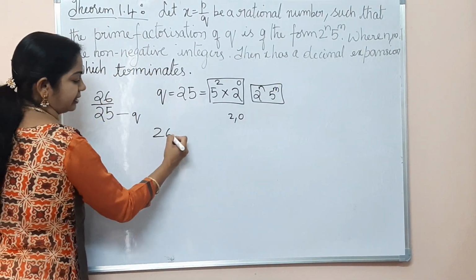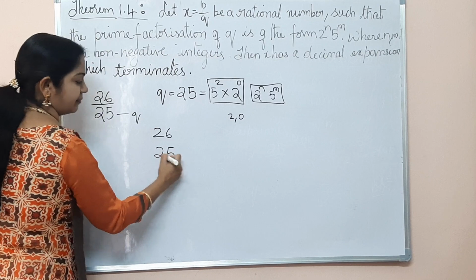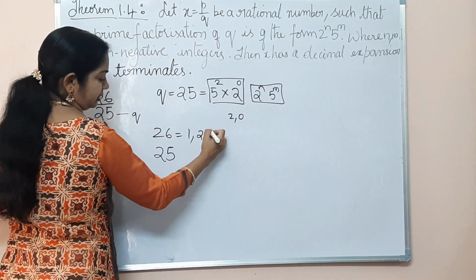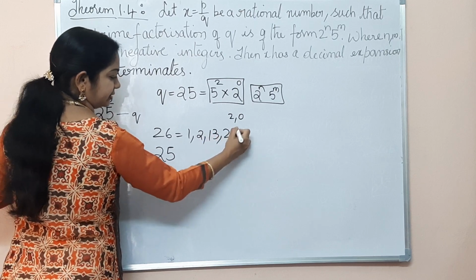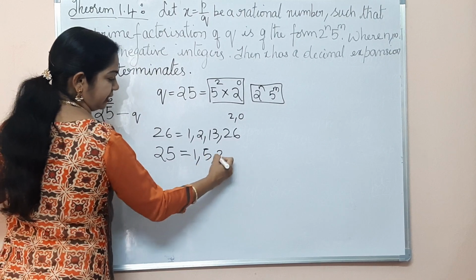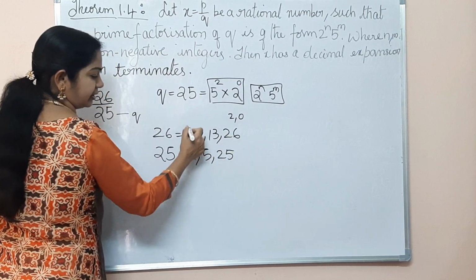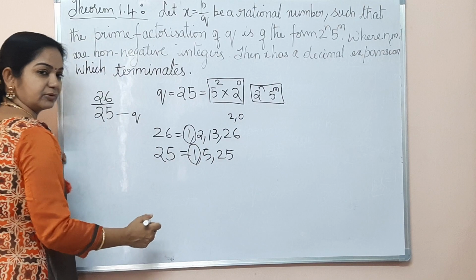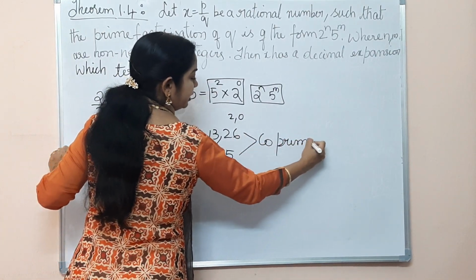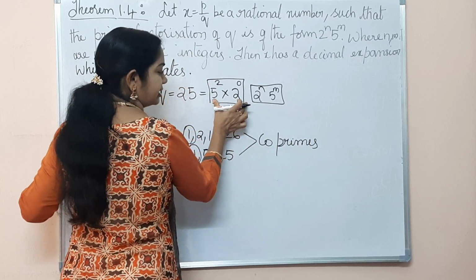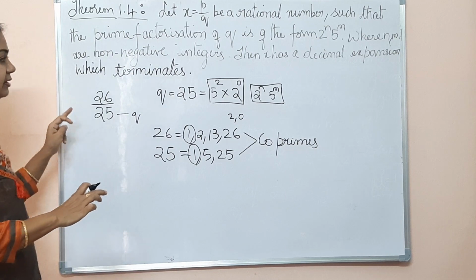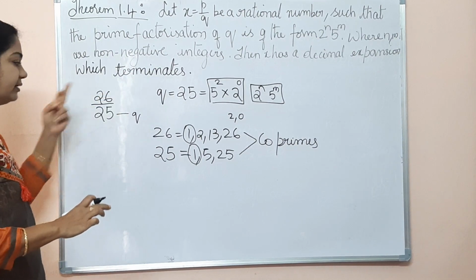And also we will check 26. See, whether the factors are co-primes. Factors of 26: 1, 2, 13, 26. And factors of 25: 1, 5 and 25. So there are no common factors except for 1. So they are co-primes, and they are satisfying this condition. So the decimal expansion for this will terminate according to the theorem. Will it terminate or not?